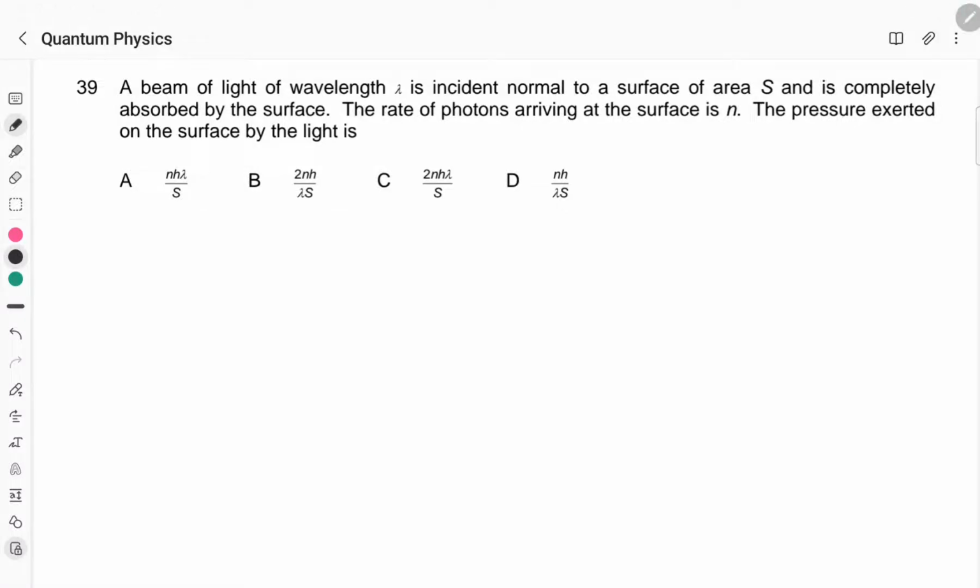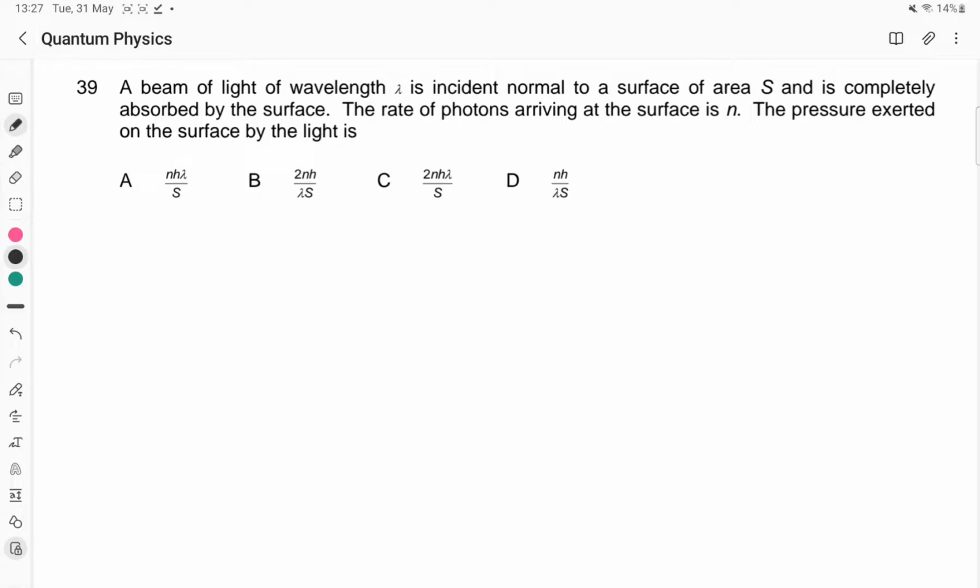We have light of a certain wavelength incident on a surface area S, completely absorbed by the surface. We know the rate of photons arriving is n. So what is the pressure exerted on the surface by the light? This is actually something we call radiation pressure.